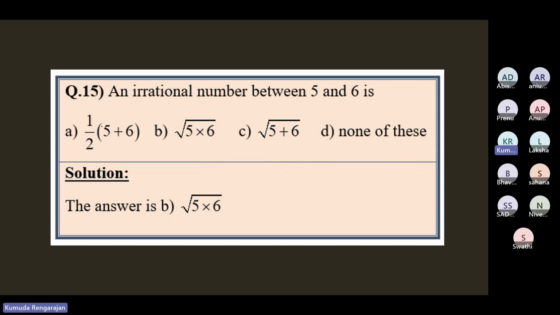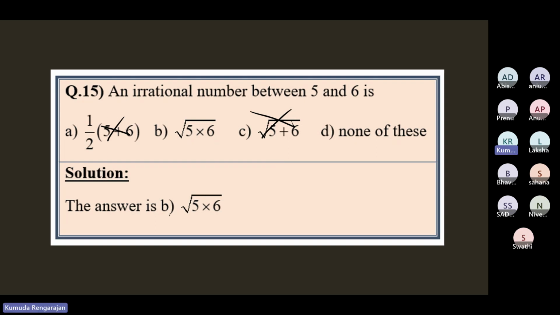So I'm saying that this is not irrational. And supposing we take up this one, this is root 11. Approximately it is 3 point something because it's more than root 9. So it's 3 point something. So though this option is irrational, its value is not between 5 and 6. So this one is not possible. This one is not possible. Now this one.